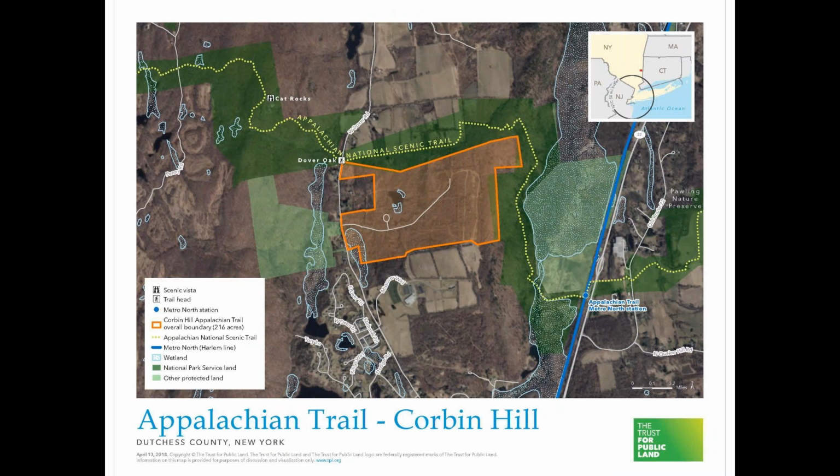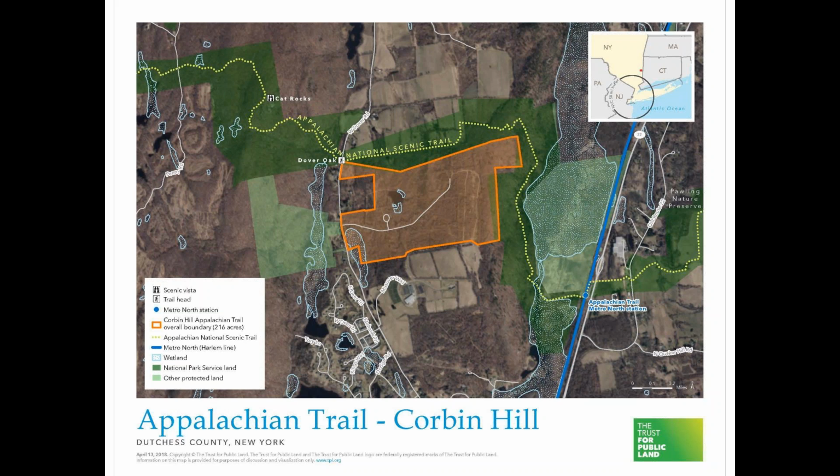And so this gets into the details of how an acquisition with the Trust for Public Land works with the National Park Service. This is the Corbin Hill property in Pawling, New York, in Dutchess County. This is about an hour and 20 minutes north of Manhattan. It's on the Metro North commuter rail line, and the Metro North is significant because it has a direct line from Grand Central Station to the Appalachian Trail, where there's actually a dedicated train stop.